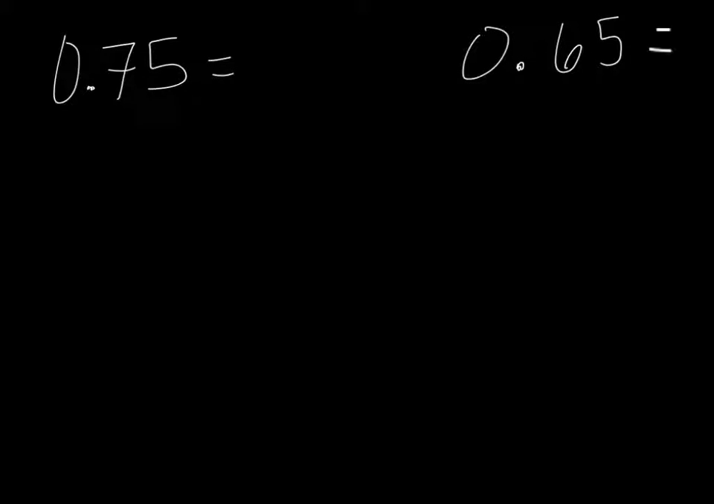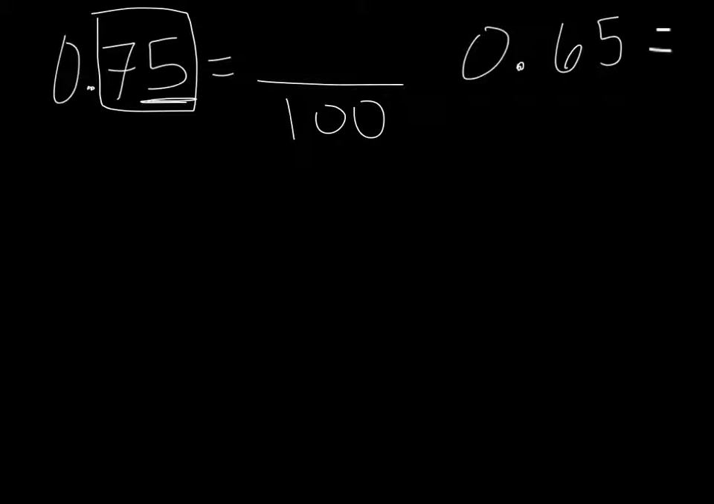Well, first thing I want to look at is my last digit. What place value is that last digit in? It is in the hundredths place value, so I know that the denominator of my fraction is 100. And then I take a look, what is my whole number? What's the regular number? That's 75. So this decimal of 0.75 is read as 75 hundredths, or the fraction 75 over 100.